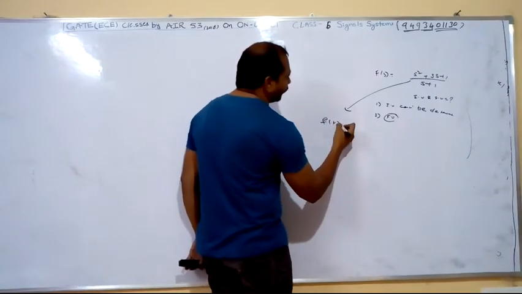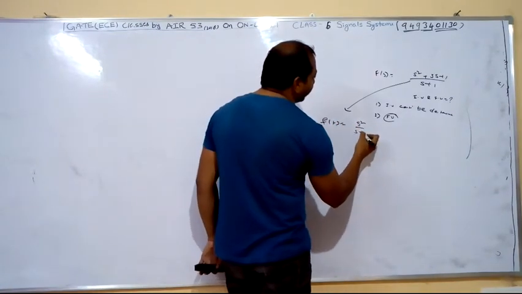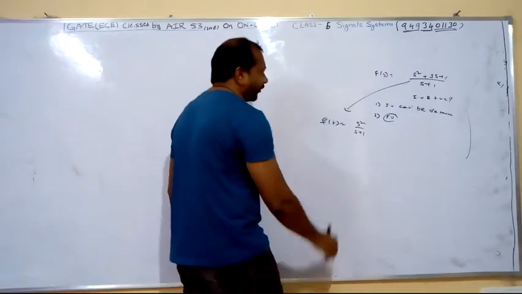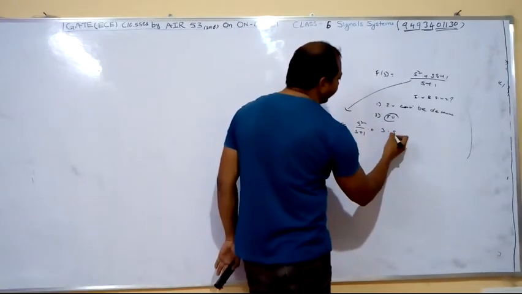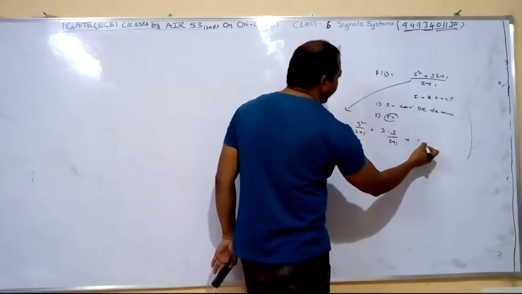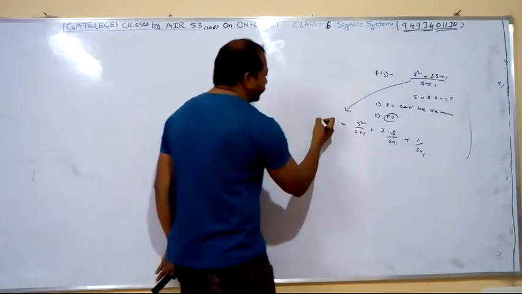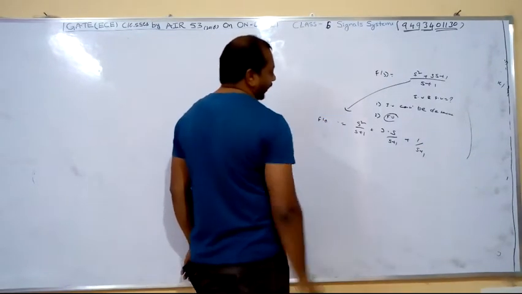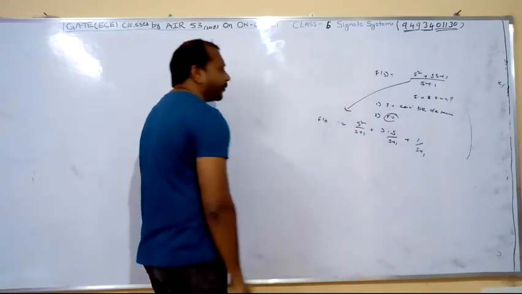F(s) you can simply write as s²/(s + 1) plus 3 times s/(s + 1) plus 1/(s + 1). This is your F(s). For 1/(s + 1), the corresponding time function is e^(-t) u(t).